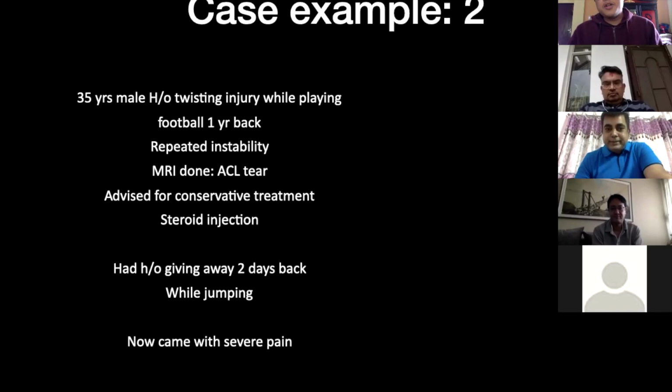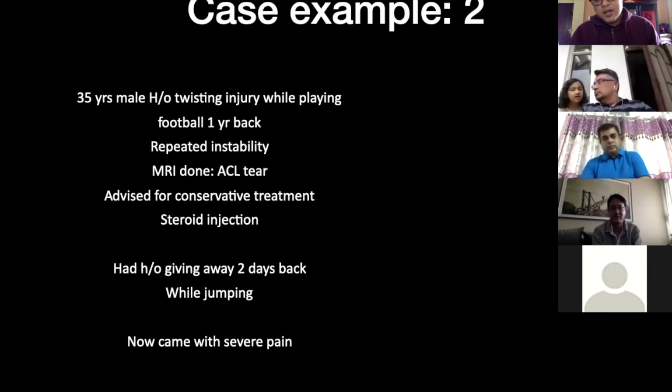I wanted to ask you what was wrong in this whole management. He had conservative treatment, he had steroid injection, everything. One year back when he was diagnosed at the MRI, age is 35-year-old male. So probably at that time, he must have gone ahead with the ACL reconstruction. Okay. Any difference in opinion, Rajiv sir? No, I think everything is wrong with this treatment. Okay. Now we need Dr. Naveen to do the correct treatment.